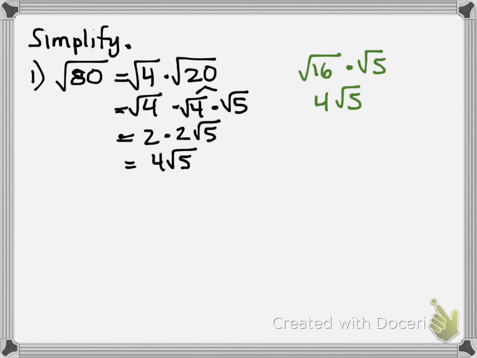Michael? It's outside. There's no radical sign. Once I take a square root of a number, the radical sign is gone. So we don't continue on unless it's under a radical sign, okay?